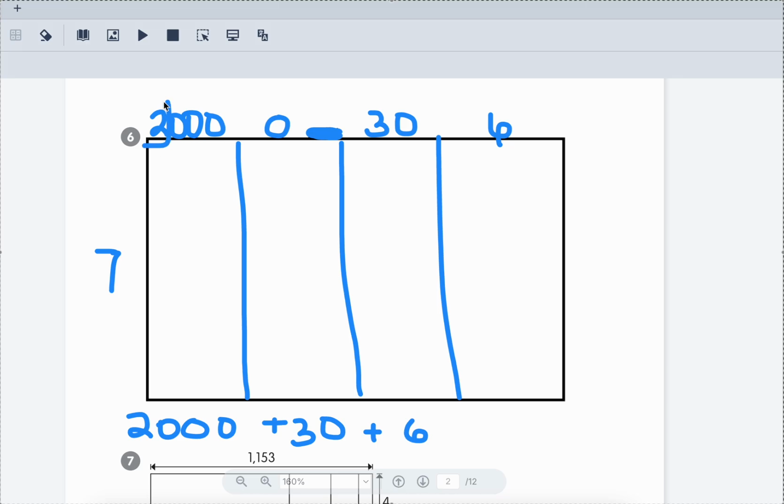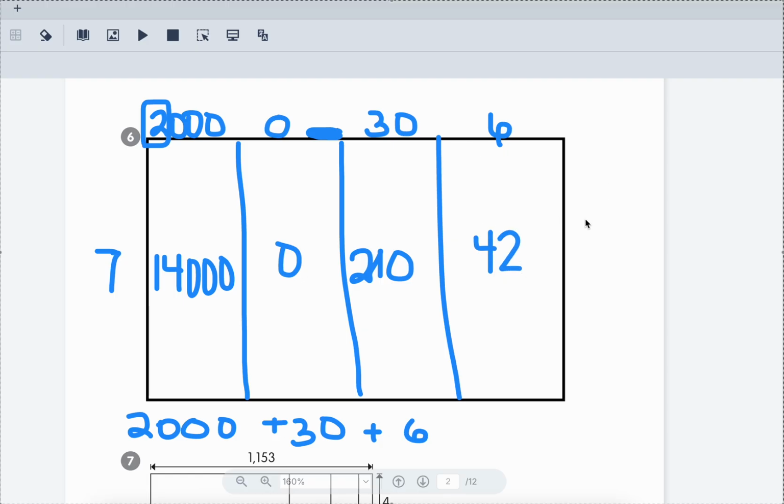We're going to look at our facts. 2,000 is really 2 times 1,000. And I know 7 times 2 is 14. Times 1,000 is 14,000. 7 times 0 is 0. And 30 is really 3 times 10. I know 7 times 3 is 21. And 21, ooh, that was icky, times 10 is 210. And I know 7 times 6 is 42.